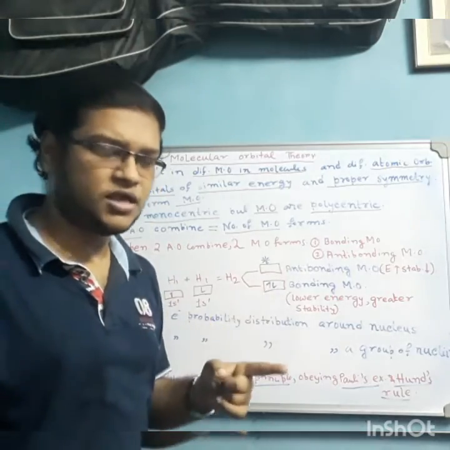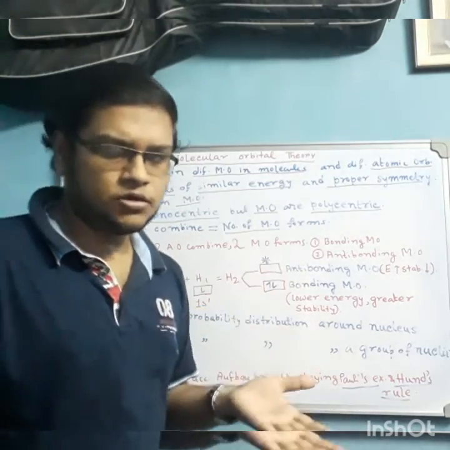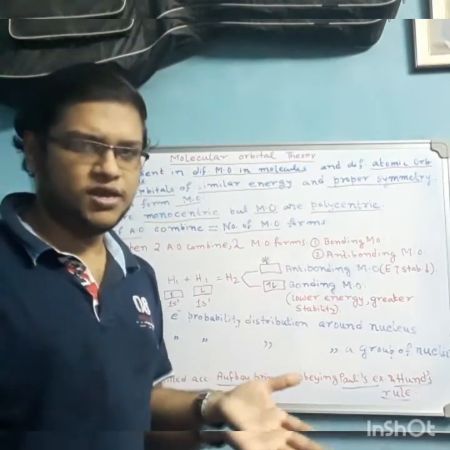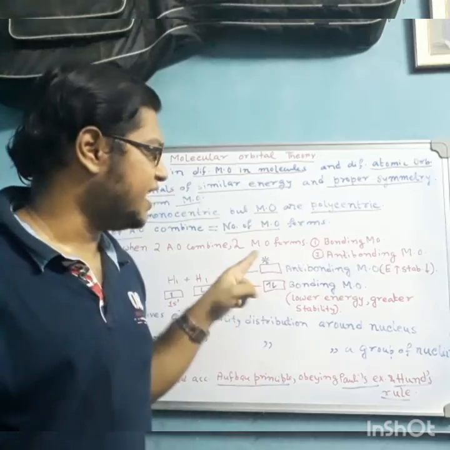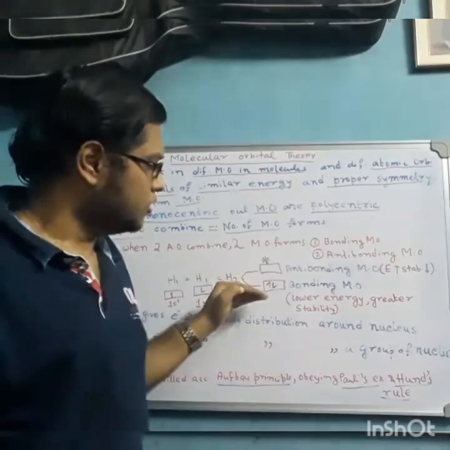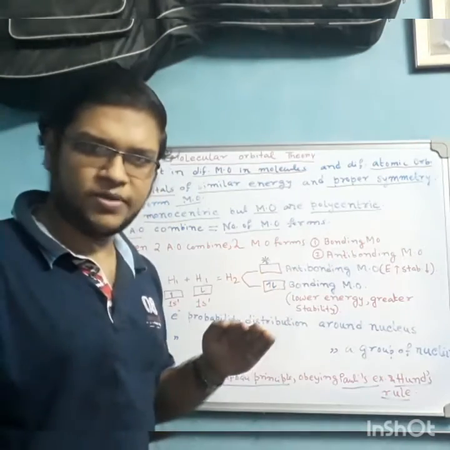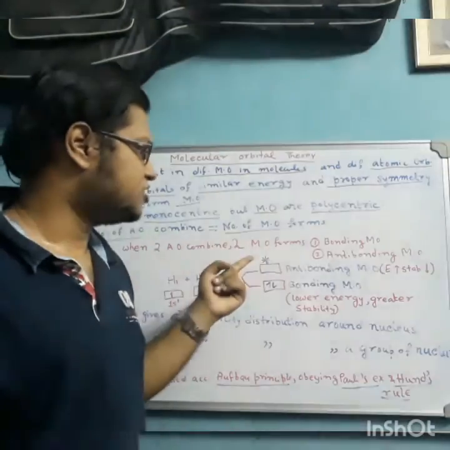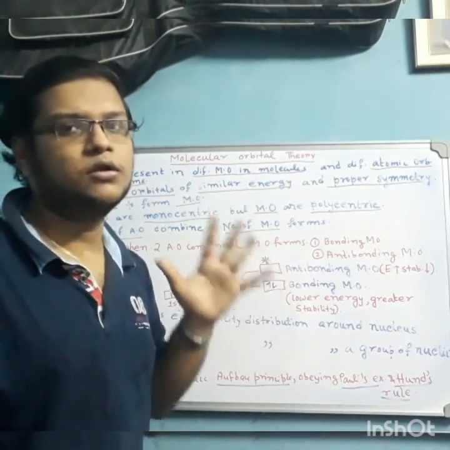And one more important thing: from now till the end of this chapter, we will symbolize the anti-bonding molecular orbital with these star marks or asterisk signs. So the orbitals without star marks are bonding molecular orbitals, and the orbitals with star marks are anti-bonding molecular orbitals.